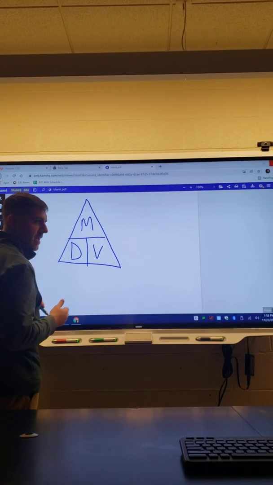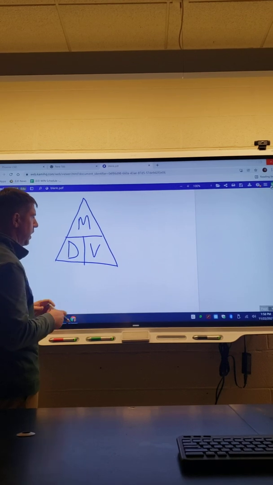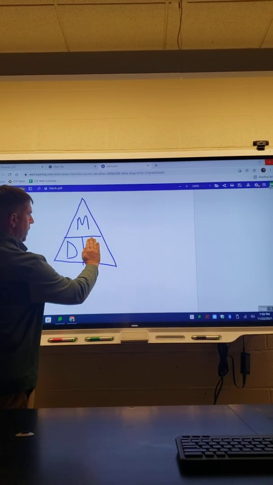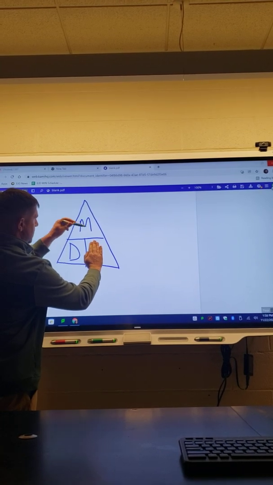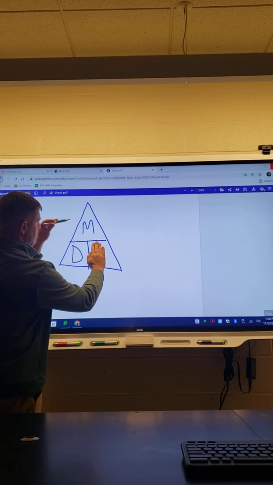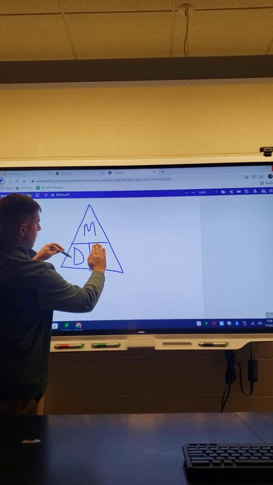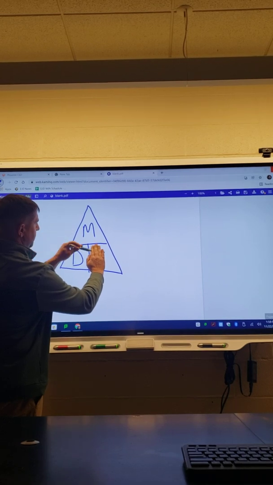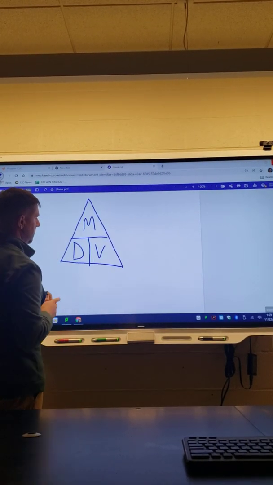Okay? Let's say you're asked to solve a problem where you have to calculate the volume. Put your hand over the V. Therefore, V, or volume, equals mass divided by density. Right? So you find the information: what's the mass? What's the density? Plug it into this formula. V, volume, equals mass divided by density.